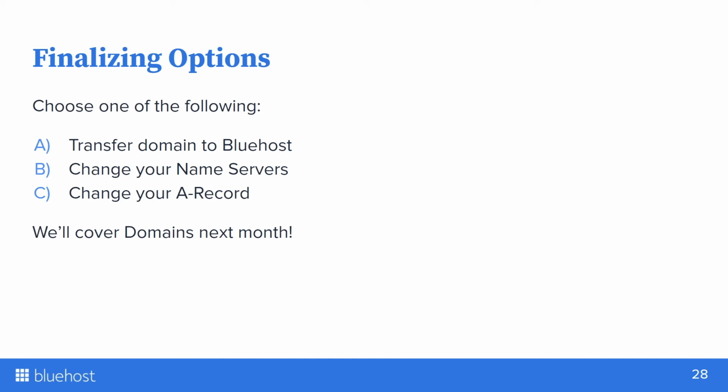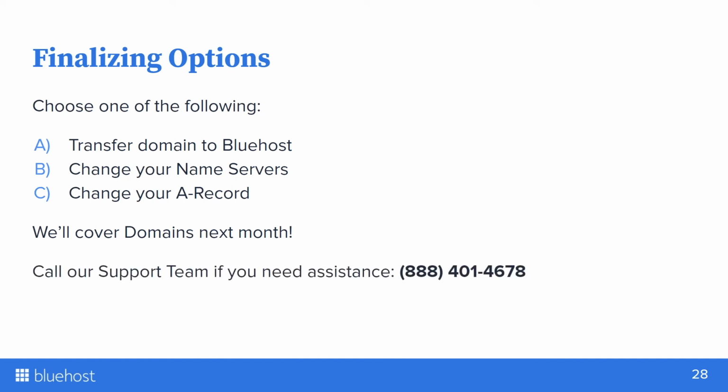But if you're at all confused about these 3 options, you can also call our support team. You can explain your situation to them, like, oh yeah, I have emails with G Suite, but I have my website now with Bluehost, but how do I finish this migration off? They'll tell you exactly the steps that you should take. And you can just follow those steps and you'll be good to go. So these are the finalizing options.